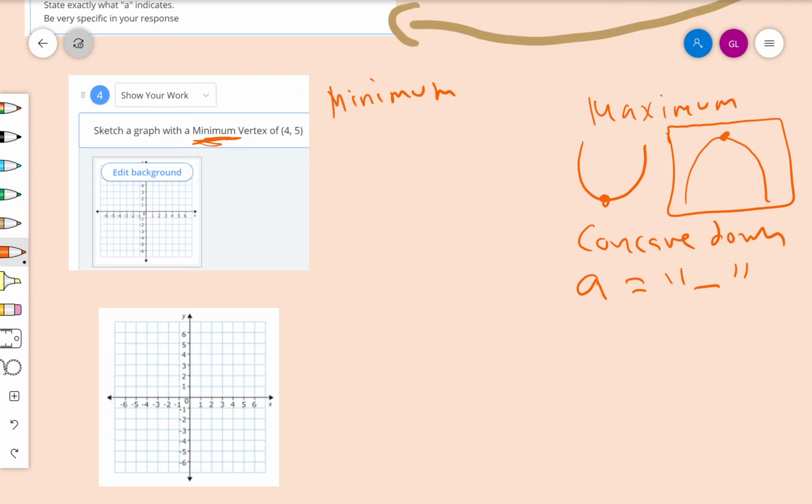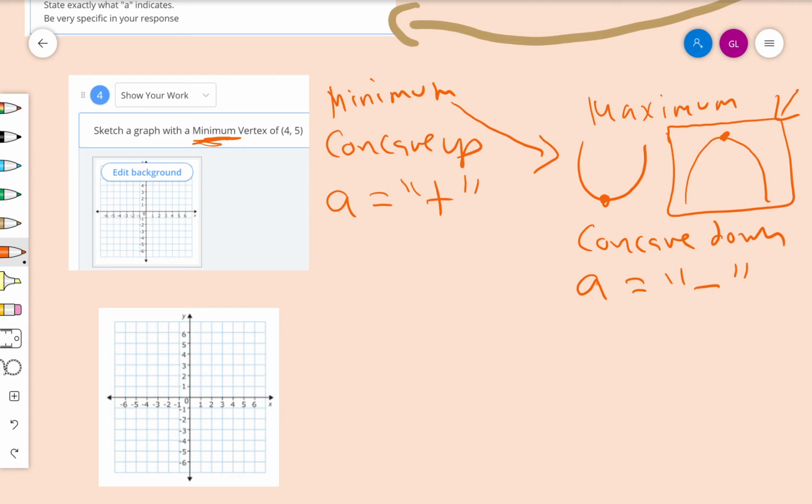So if it tells you already that you have a maximum vertex, boom, I know that it has to be concave down because the highest point is my vertex, the highest point on the graph. And if it's concave down, that means that A, the leading coefficient, has to be negative. Conversely, if this graph over here was concave down for a maximum, that means that this graph over here, which is going to be concave up, is a minimum. This is the lowest point on the graph, so that means that A has to be positive.